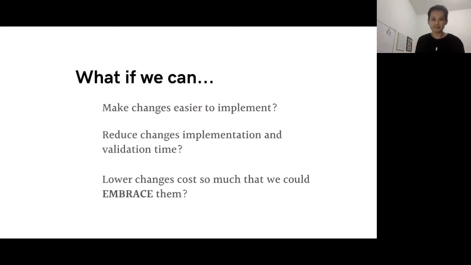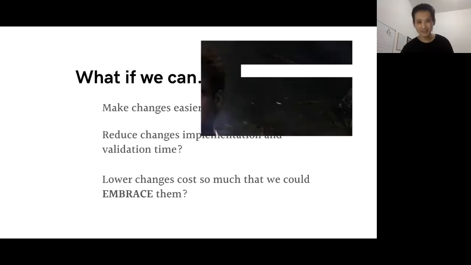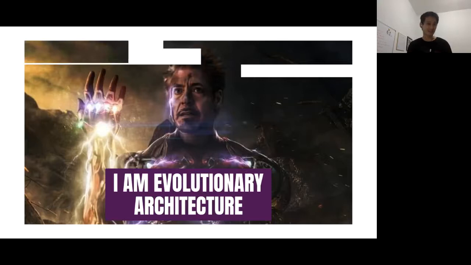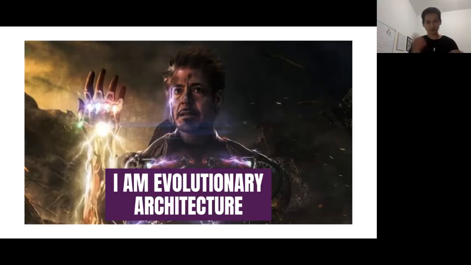What if we can make those changes easier to implement, reduce change implementation and validation time, and maybe lower the cost of implementing those changes so much that, instead of going against implementing those changes, we can start to embrace them? So that is where evolutionary architecture comes into play and can help us. So what is evolutionary architecture?